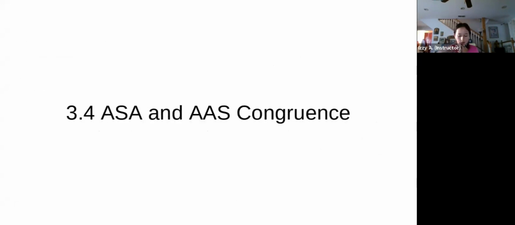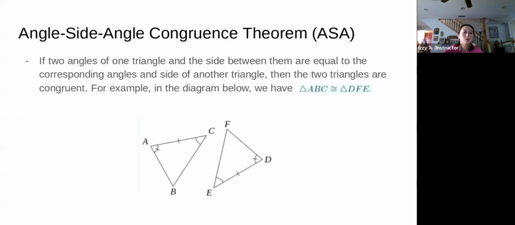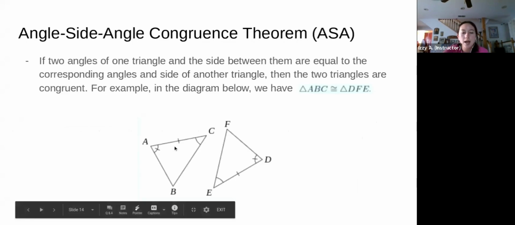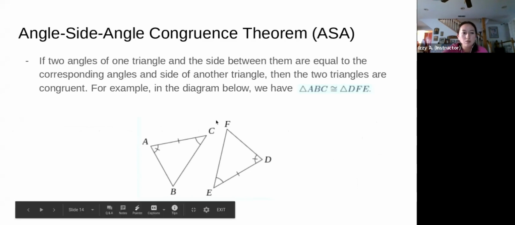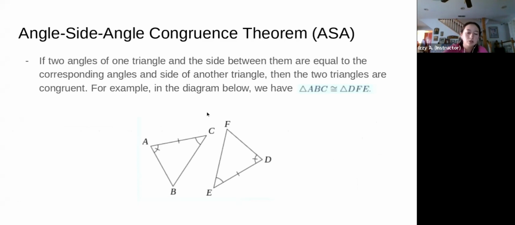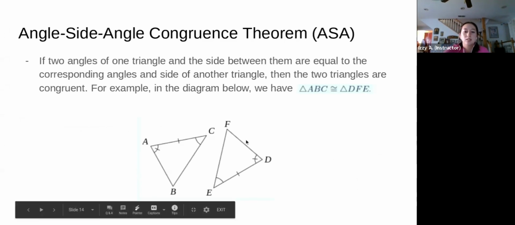All right, so next we have 3.4. This is going to deal with two new theorems. So the first theorem is the angle side angle congruence theorem, which basically states if two angles of one triangle and the side between them are equal to the corresponding angles inside of another triangle, then the two triangles are congruent. For example, in the diagram below, we have triangle ABC is congruent to triangle DFE.